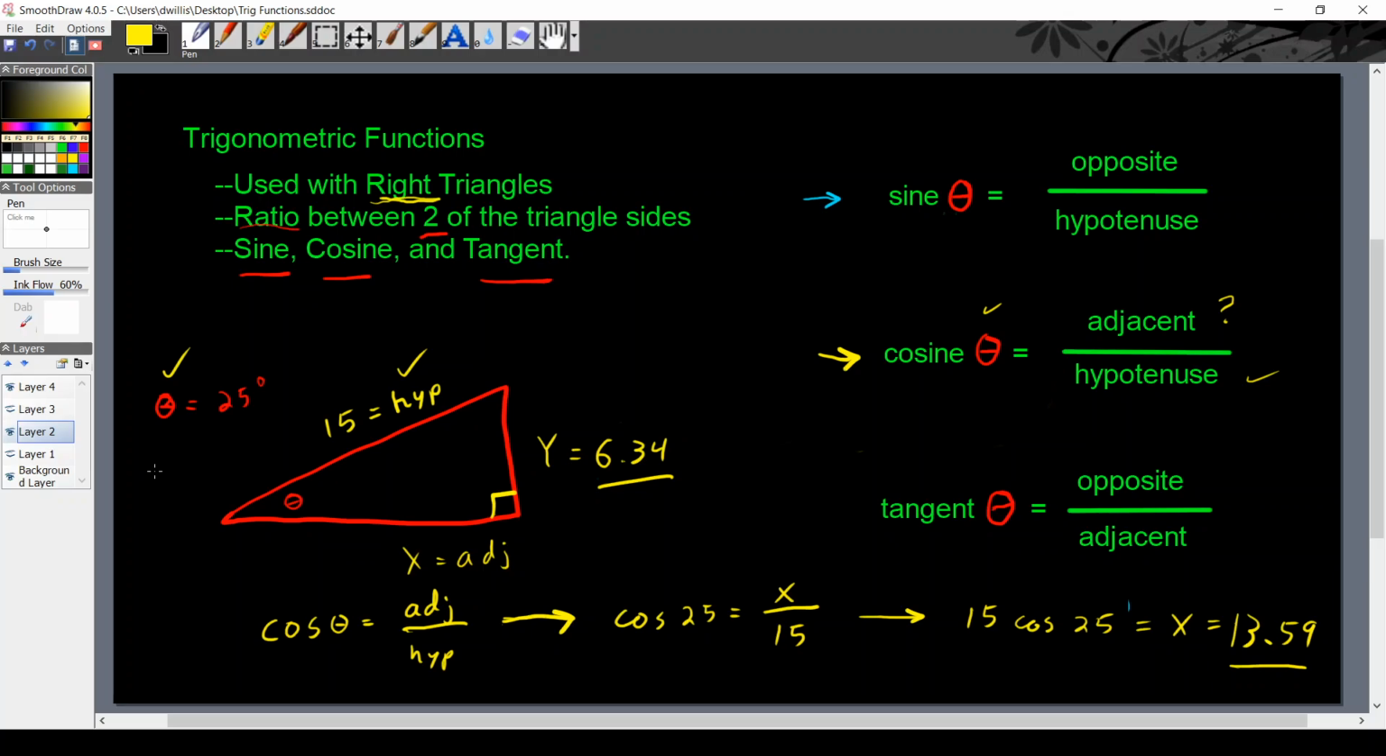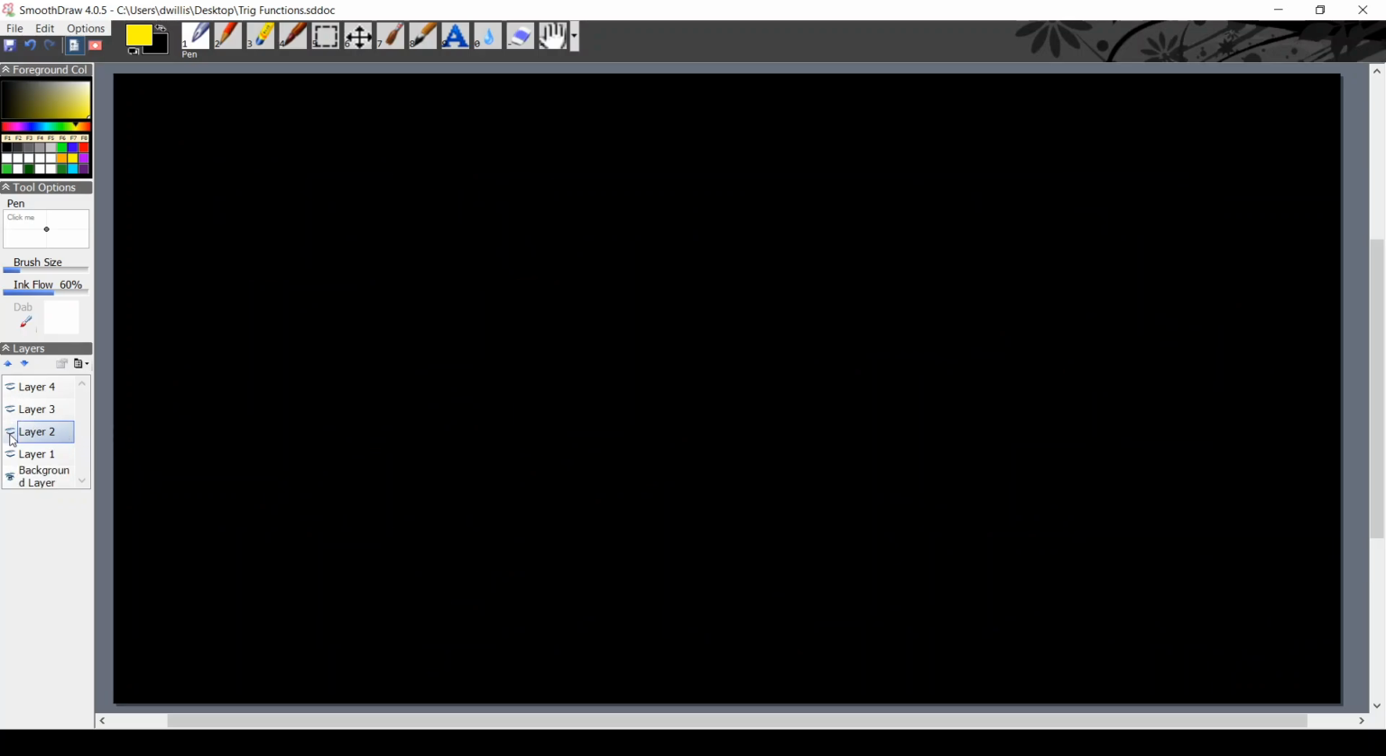We'll draw another one and see what we can find here. I will add a new layer for us, and let's go to work. Let's make a nice large triangle. Ooh, a triangle without a straight side. That's okay. It's still a right triangle.